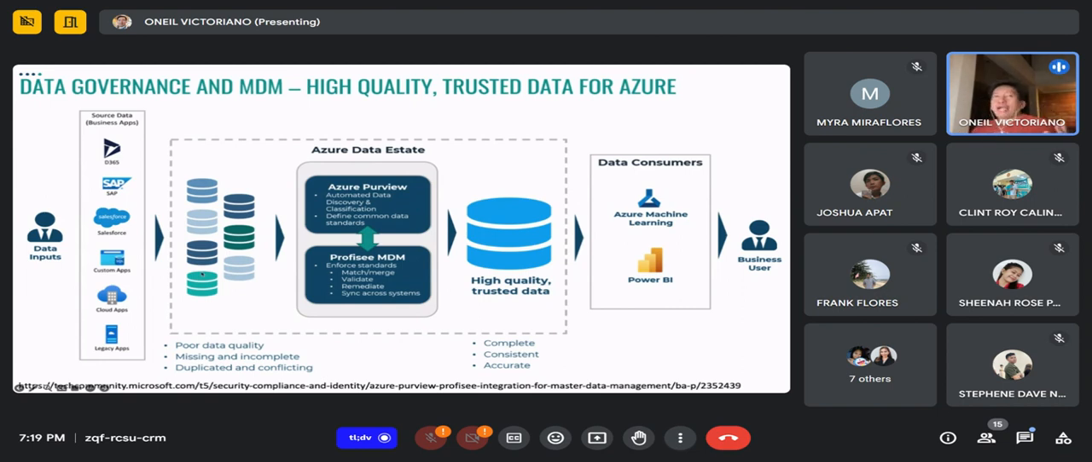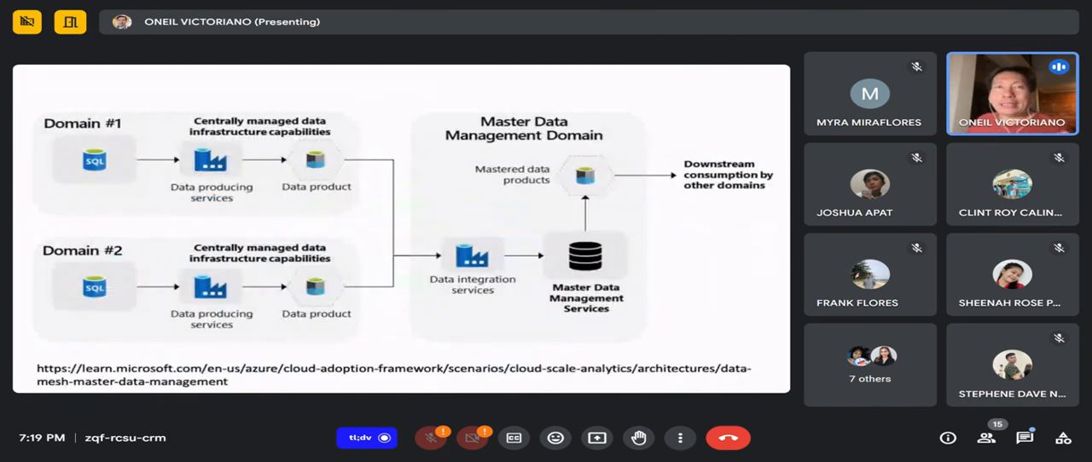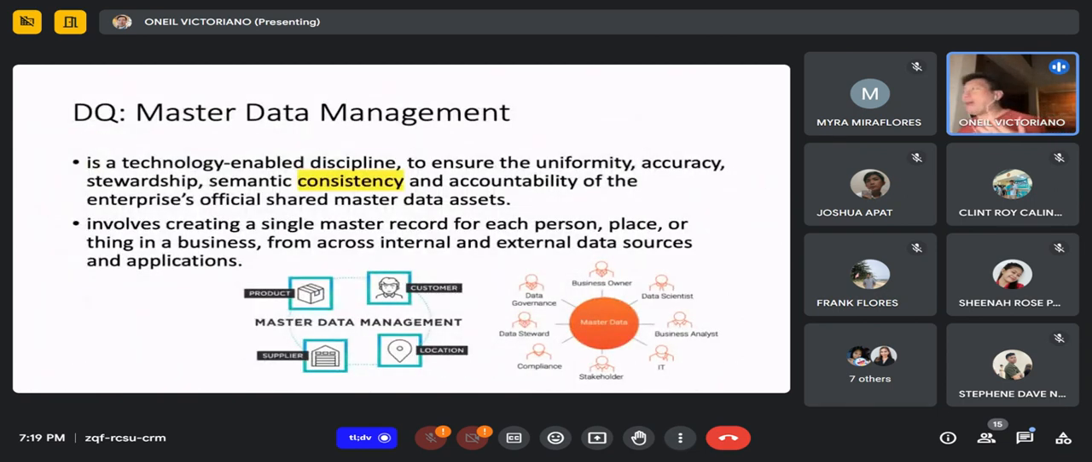So again, the data or master data management is actually connected with data quality because the main objective is to be able to do consistent, no, to be able to do consistent over the data shared.